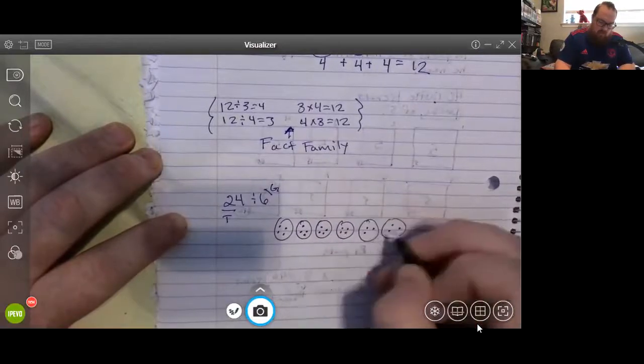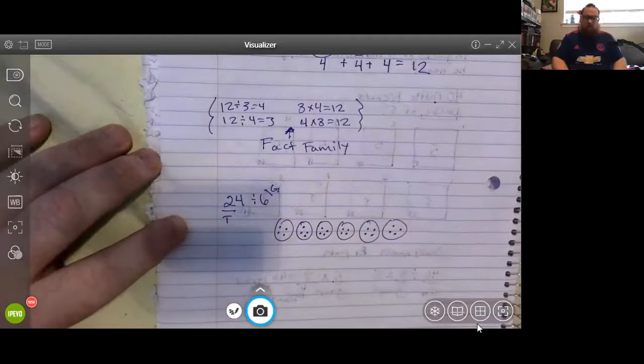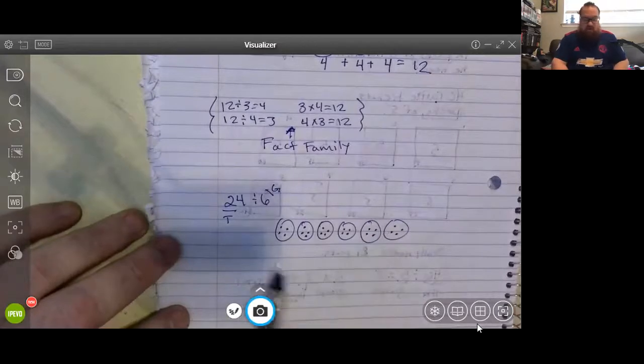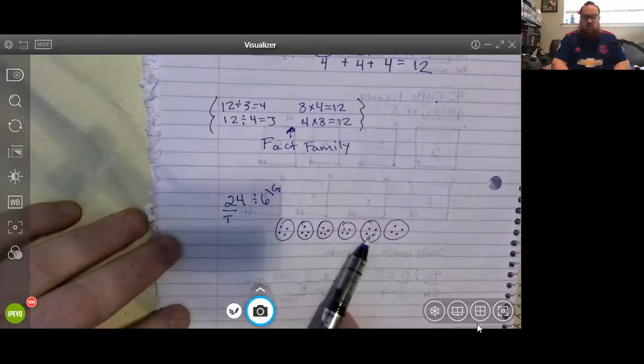And I'm almost done, and done. I have 6 groups. I have 24 dots total. And I'm going to count to make sure all my dots are the same.